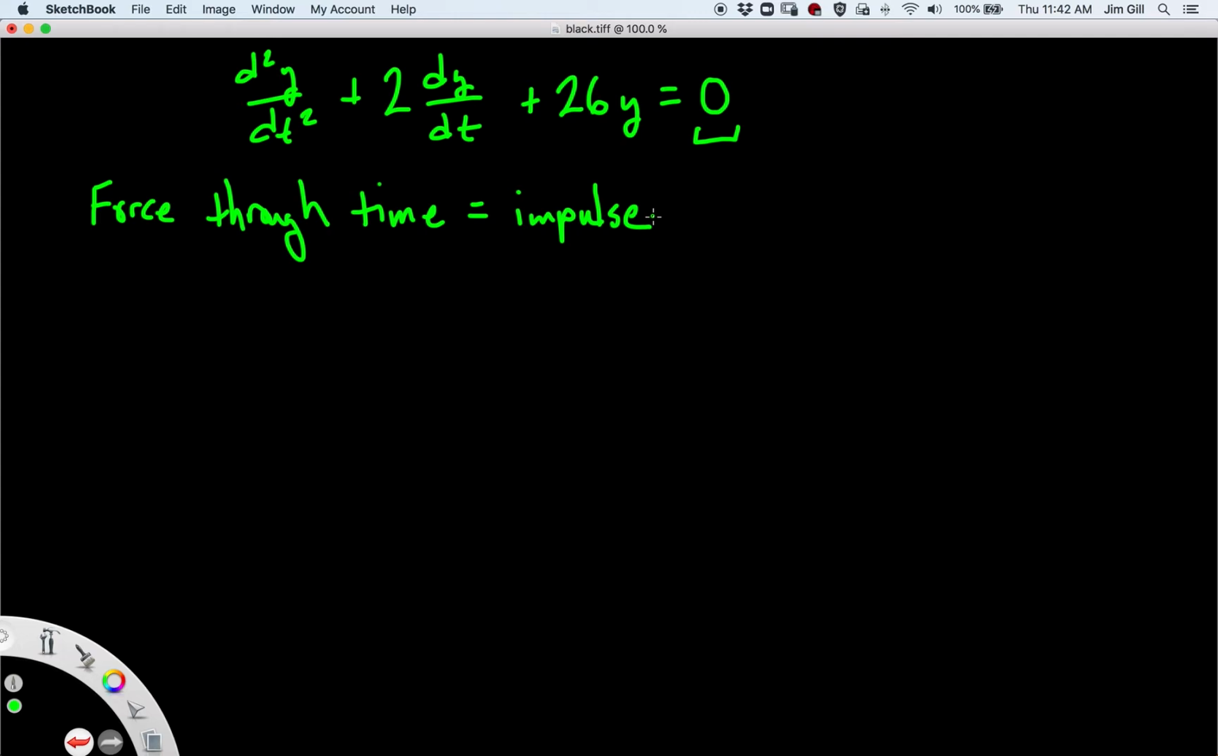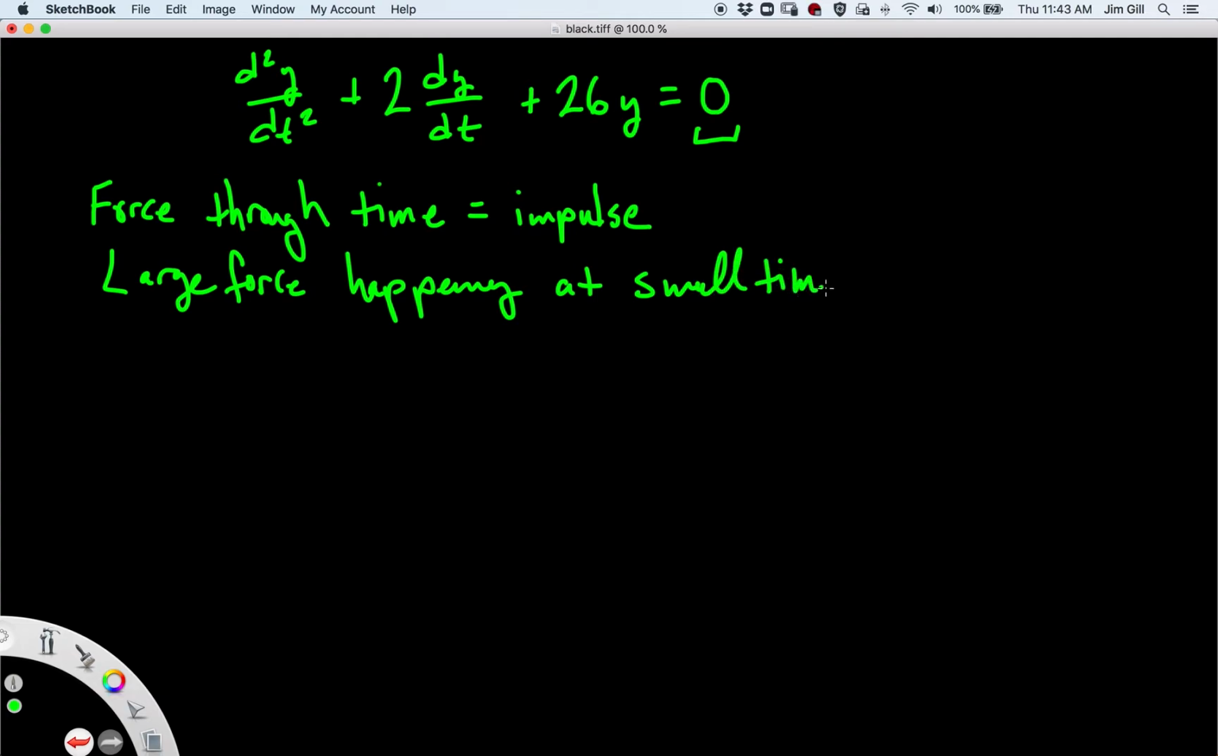So we want to think about how to mathematically model a large amount of force happening at a small amount of time. So we want a large force happening at a small time. Now, one way we could do this is with a sort of limit. Let's think about a bunch of different forces here.